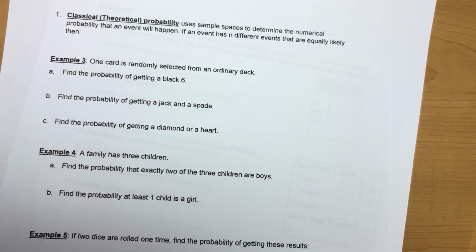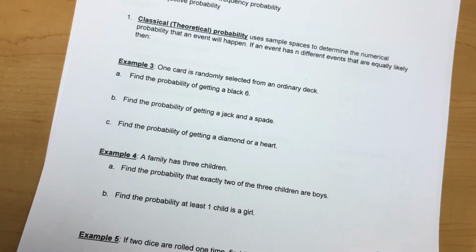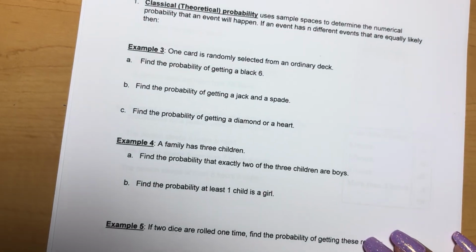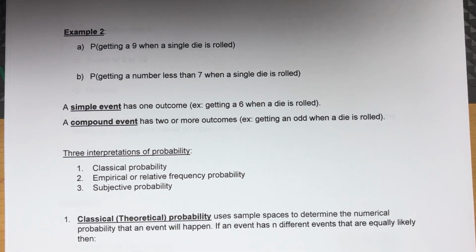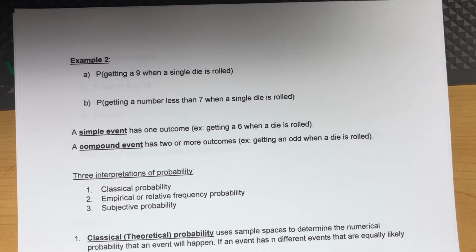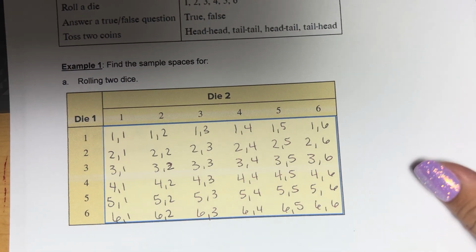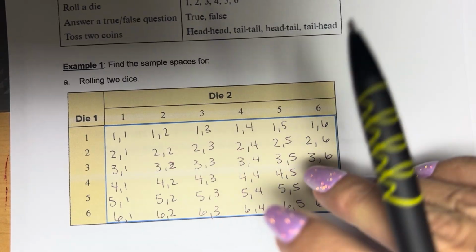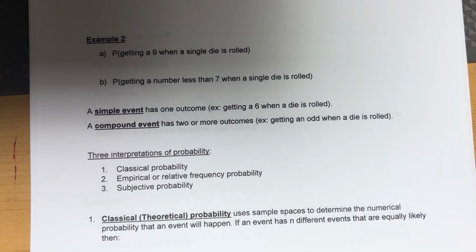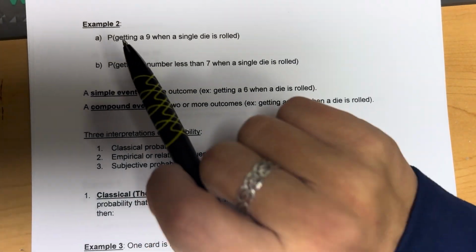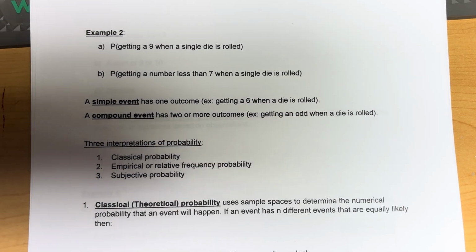Okay, I think these might have gotten out of order. Oh shoot, but we'll figure it out. Okay, here is example 2. All right, so I think this was supposed to come after this one. Find the sample space for this. Let's keep going with this one, okay? What is the probability? Hang on, I'm gonna pause.